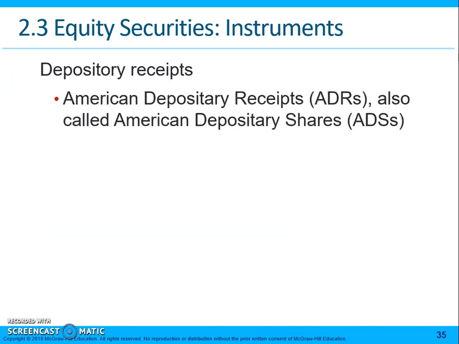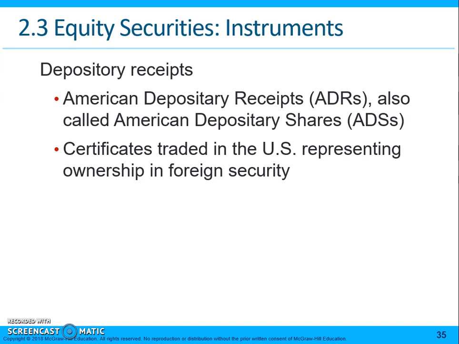Other types of securities. ADRs, or American Depository Receipts, are, I've never heard them called American Depository Shares, but they are receipts related to the shares of foreign stocks. They allow foreign stocks to trade on U.S. exchanges. They represent ownership in a foreign security. Historically, foreign companies were not traded in the U.S. Large foreign corporations are more and more traded on U.S. exchanges, but ADRs have been historically a vehicle that allowed foreign stocks to trade in the U.S.